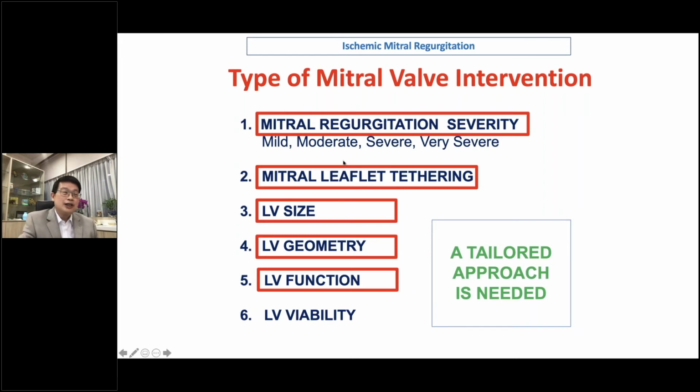And to help us answer that question, we have to look firstly at the degree of severity. If it's only moderately severe, then usually we do not need to replace it. We can repair it very successfully. But if it is very severe mitral regurgitation and there's severe tethering of the leaflets or severe dilatation of the LV and distortion of its geometry, then in those cases it may be necessary to replace the mitral valve.